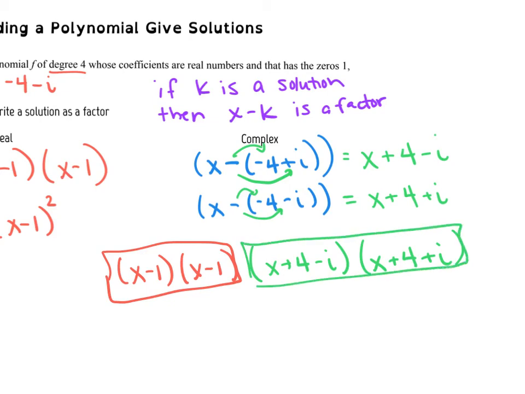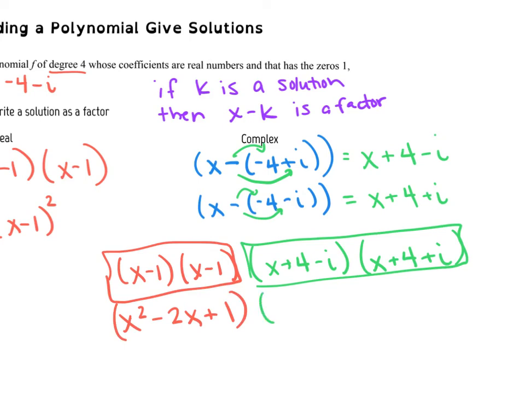So when I do that, x minus 1 times x minus 1 is x squared minus 2x plus 1. And I got that because I did x times x is x squared. x times negative 1, negative x. Negative 1 times x, negative x. So that's negative 2x. Negative 1 times negative 1 is a positive 1. And then I'm going to do this right here.